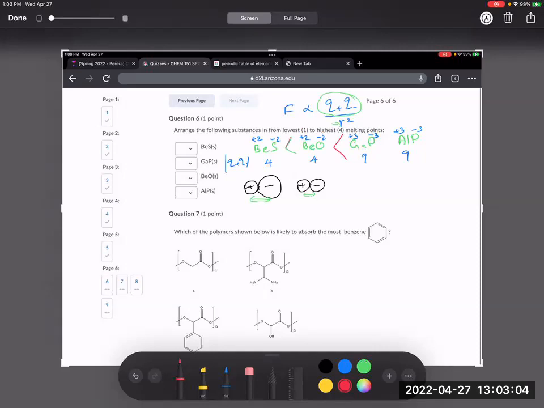Weakest ionic force, and then beryllium oxide, and then between gallium phosphide and aluminum phosphide, the gallium is a larger ion than aluminum. Let's say this is aluminum.